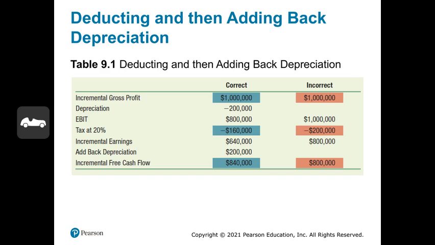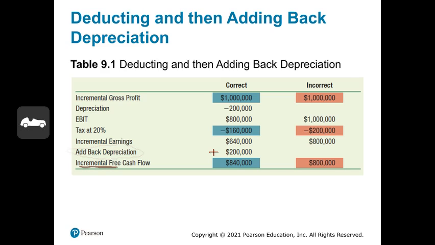As you look at table 9.1, this is a really good example of how it's going to cause problems if you do it incorrectly. We have an example here where we have incremental gross profit of $1 million. We subtract the depreciation to get earnings before interest and taxes. We calculate our taxes. We get incremental earnings. This is what we've talked about up until this point. Now we're going to add back that depreciation because it's a non-cash expense. And that's going to give us where we've been going the whole time, this incremental free cash flow. So you have to add this back.